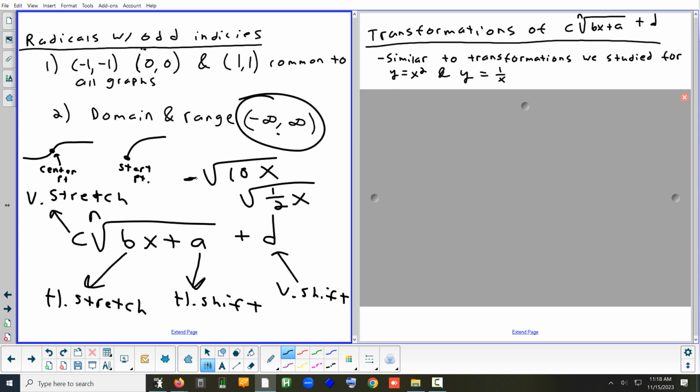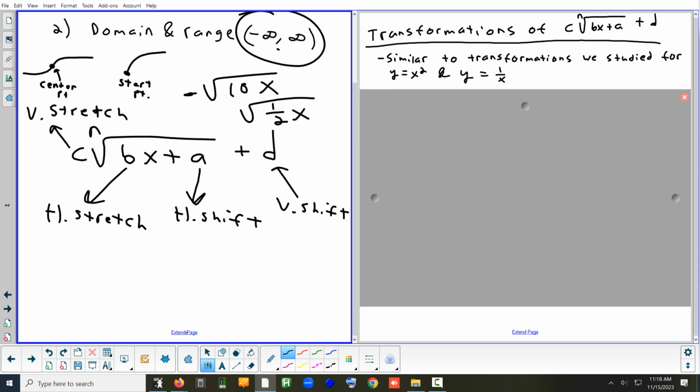Which numbers is it that inverts it over the axes? So B could cause a horizontal reflection if it was negative. And I need to erase this. C could cause a vertical reflection. Yep. If it was negative. For D, is positive up? Yes. Positive is up and negative is down. Anyone want me to write that? Positive up, negative down?